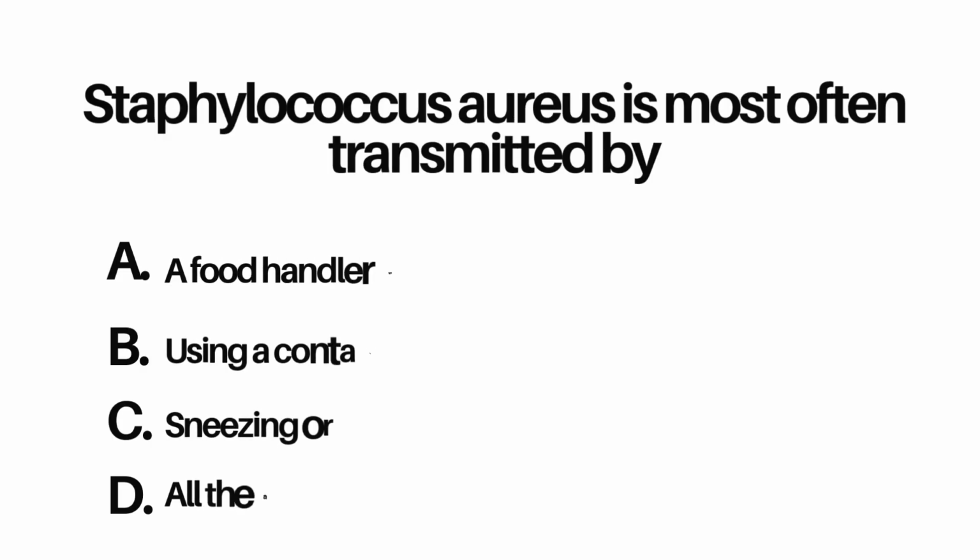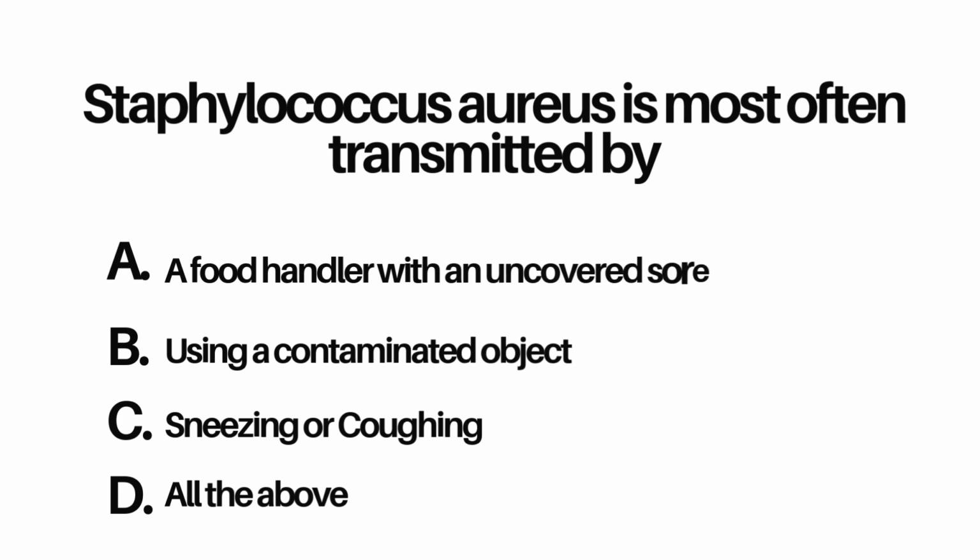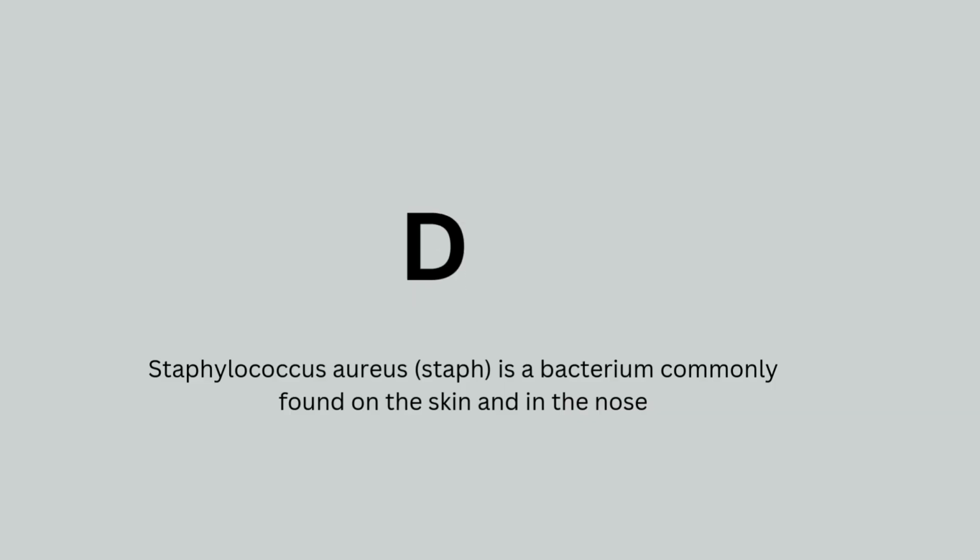Staphylococcus aureus is most often transmitted by A, a food handler with an uncovered sore on hand, B, using a contaminated object, C, sneezing or coughing, D, all of the above. D, Staphylococcus aureus, staph, is a bacterium commonly found on the skin and in the nose.